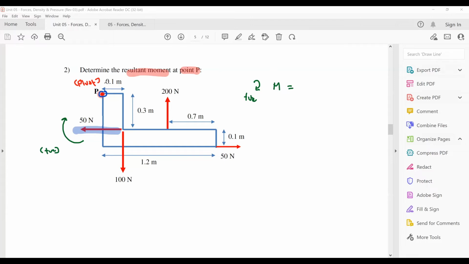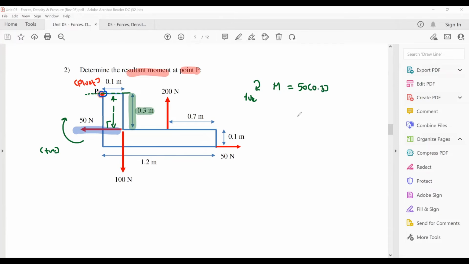But what is the perpendicular distance? Draw a parallel line passing through the pivot. You can easily see that this is now your perpendicular distance. Because if you draw it like this, you will see that this one is the perpendicular distance. So this one will be 50 times 0.3.